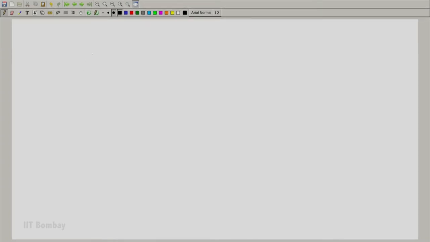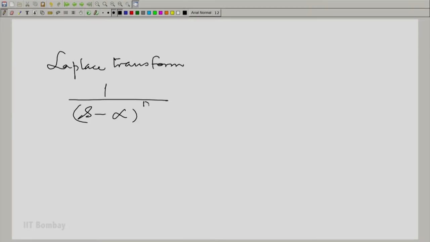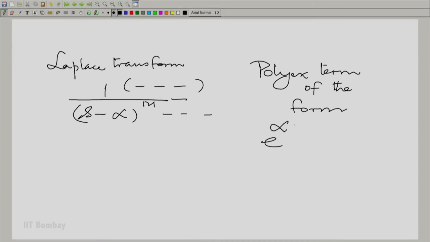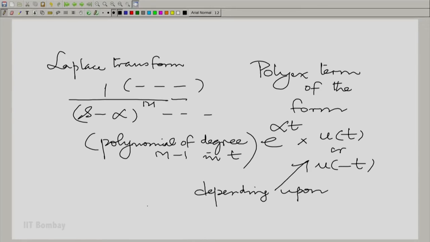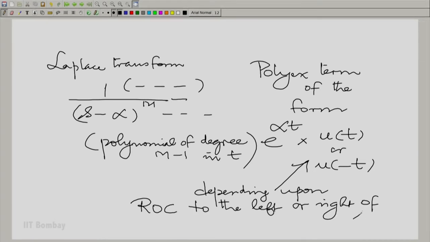For example, in the Laplace transform, if you had something like 1 by (s minus alpha) to the power m with other factors, it would give you a term of the form e raised to the power alpha t multiplied by a polynomial of degree m minus 1 in t, and multiplied by either u of t or u of minus t, depending on the region of convergence to the left or right of s equal to alpha.